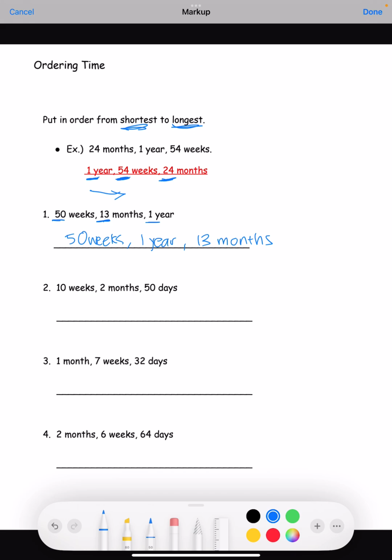All right, let's try number 3. We have 1 month, 7 weeks, and 32 days. So 7 weeks is over a month, and 32 days is also over a month. So the 1 month would be the shortest. Then it would be 32 days. And then 7 weeks.